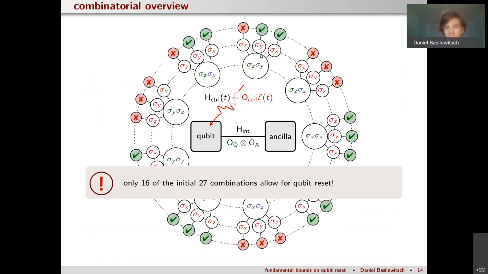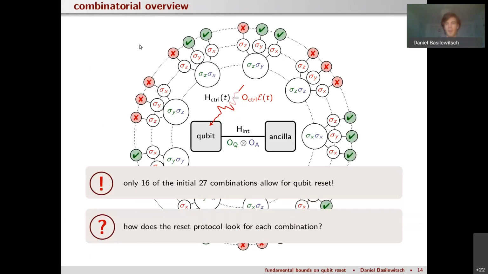So the interesting result is here only 16 of the 27 combinations allow you to reset the qubit, despite the fact that you can build entanglement between both systems in all cases. So that's an interesting observation here. So the obvious next question was, how does a qubit reset look in each of these 16 combinations?